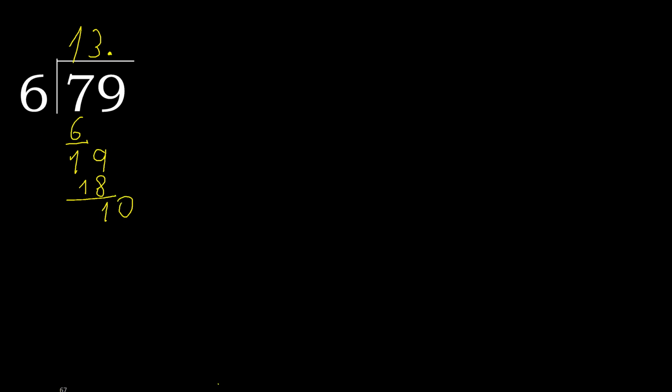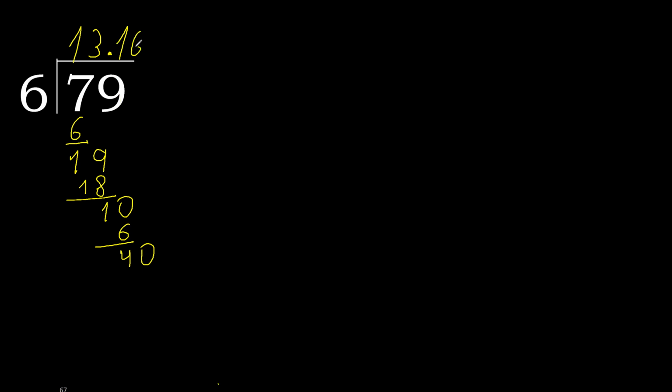10. 6 multiplied by 2 is 12, which is greater. 6 multiplied by 1 is 6. 10 minus 6 is 4. Next, there is no number left, therefore we complete it always with 0, the point is here.